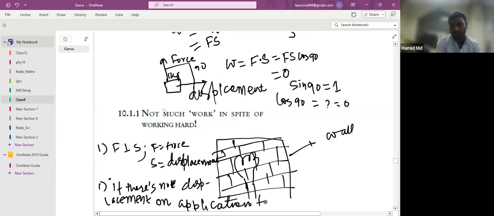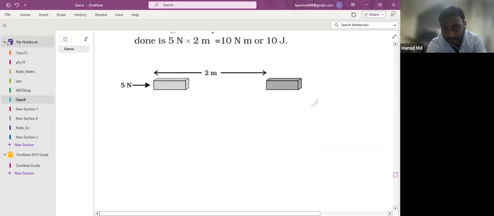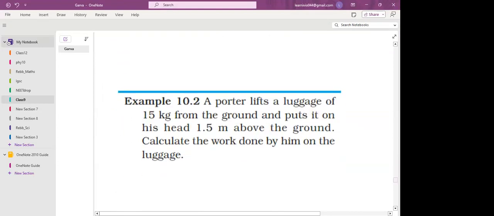Is there any other situation where there will be no work done? Riyaz, is there any other situation where there will be no work done? Okay. If you want to respond, then solve this numerical. Sir, can you repeat? Solve this question.